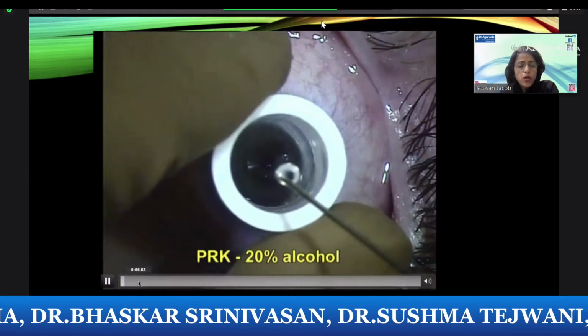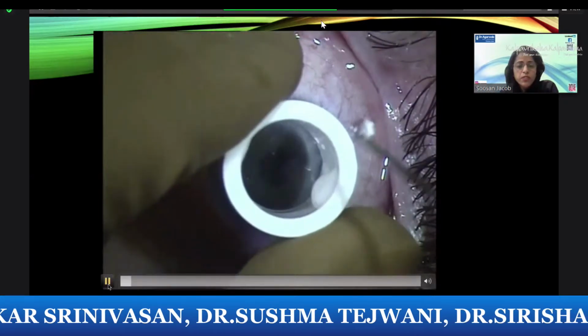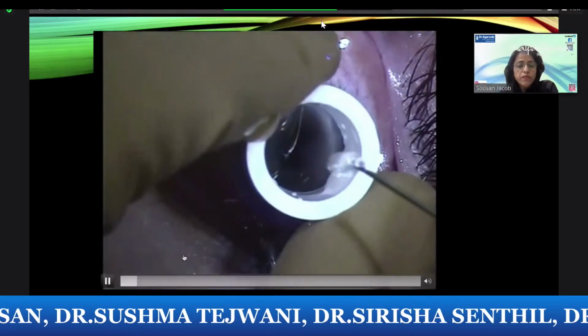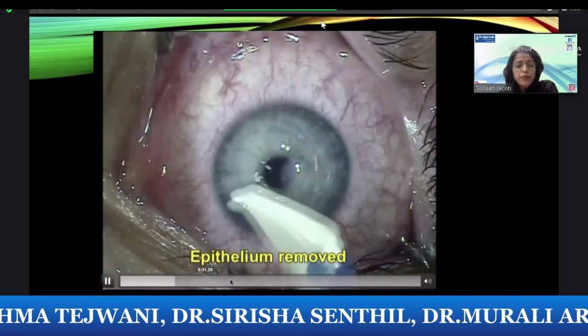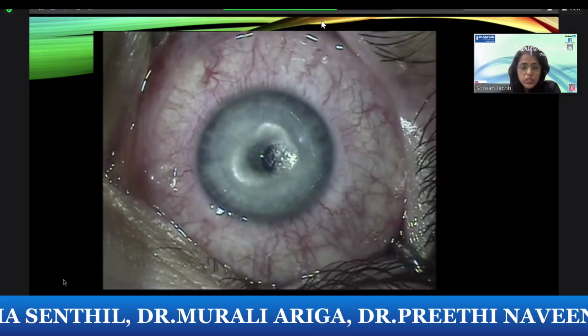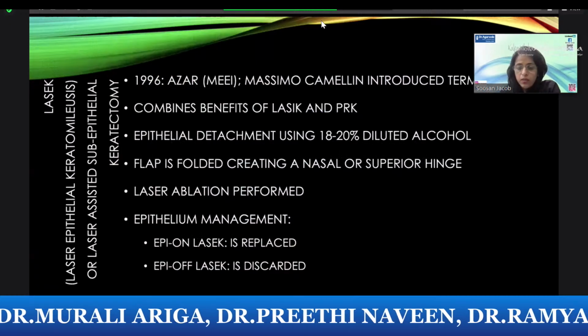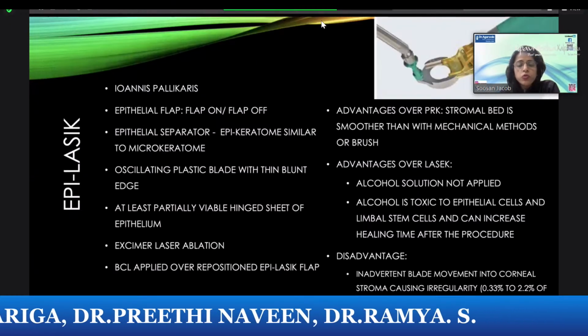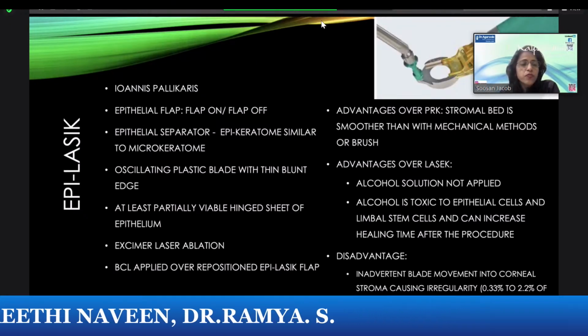You put alcohol, or you can use trans-PRK, which is basically going through the epithelium with the excimer laser itself, removing the epithelium, and then going ahead and doing the excimer laser directly on the stromal surface. Of course, you have to use mitomycin C when you do PRK to prevent or decrease the risk of haze.